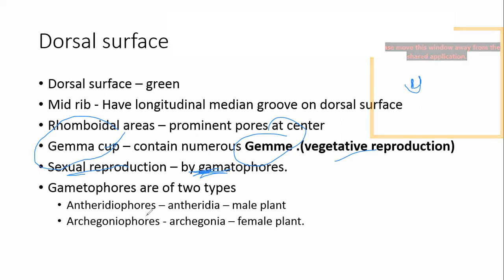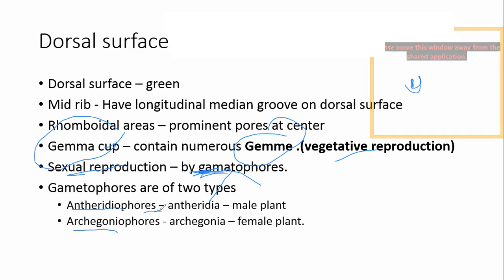And these gametophores are divided into two types, which carry the male gamete and the female gamete. There are two types of gametophores. That is antheridiophores, the stalk which carries the male reproductive organ. And they have the female reproductive organ carrying stalk called the archegoniophores. So antheridiophores and archegoniophores are present.